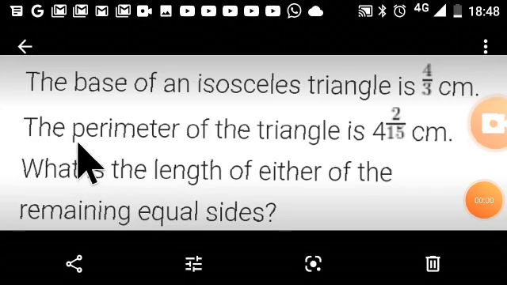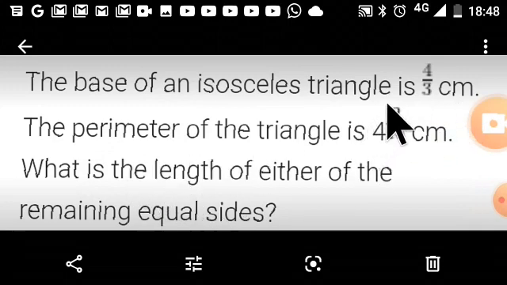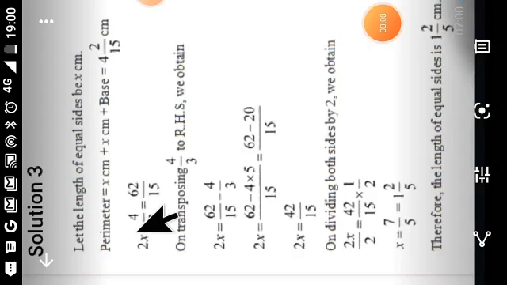Now let us see the third question. The base of an isosceles triangle is 4 upon 3 cm. The perimeter of the triangle is 4 integer 2 upon 15 cm. What is the length of either of the remaining equal sides? So let us see the solution. Let the length of equal sides be x centimeter.